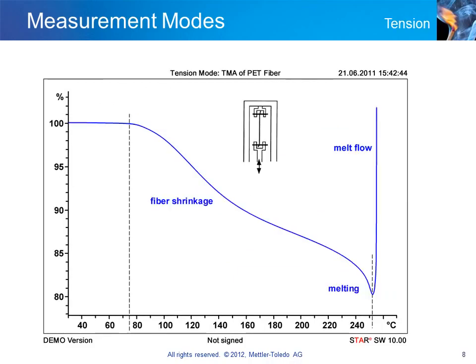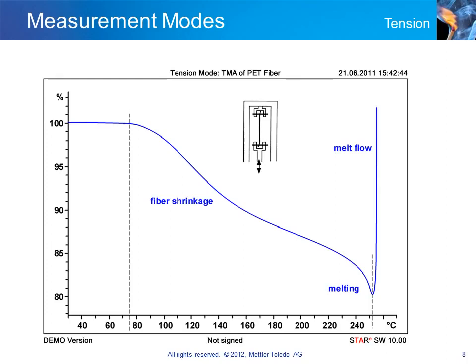This slide shows the measurement of a PET fiber in tension. Below about 75 degrees Celsius, the fiber is in the glassy state and is dimensionally stable. Afterwards, the sample starts to shrink due to the increased mobility of the molecules. The orientation of the molecules produced in the stretching process during the manufacture of the fiber is gradually destroyed.